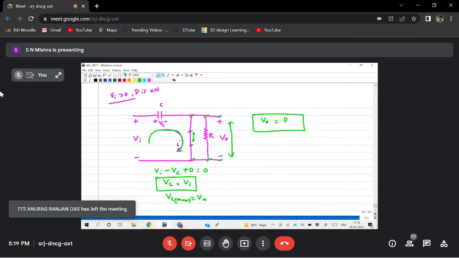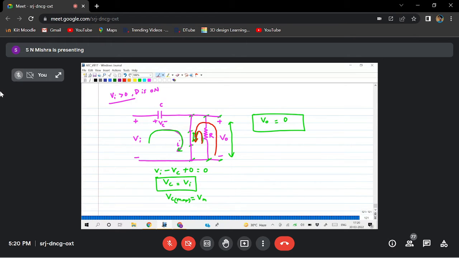Those who are confused about the output voltage being zero can also put KVL across this outer loop. Moving from here to here, that is V naught, and across this short circuit, that is zero. So V naught plus zero equals zero, so V naught equals zero. Applying KVL in the outer loop, we get V naught equals zero. Applying KVL in the inner loop, we get VC equals VI. Is it clear to all?